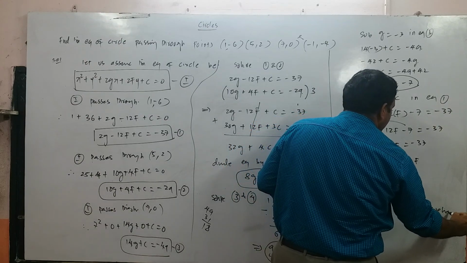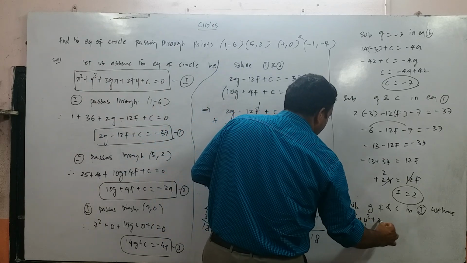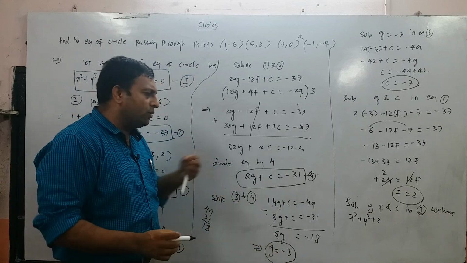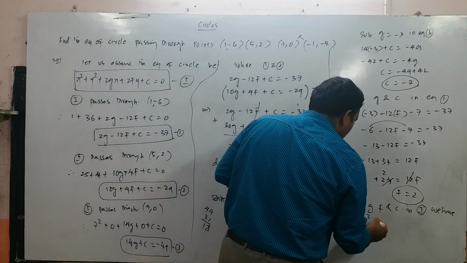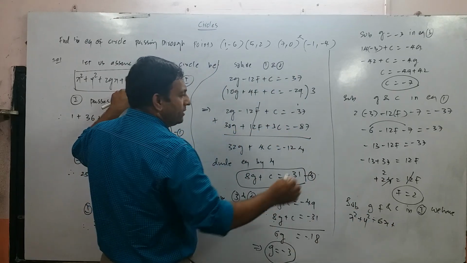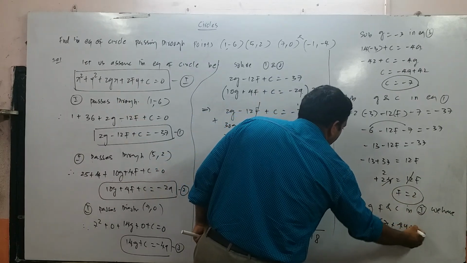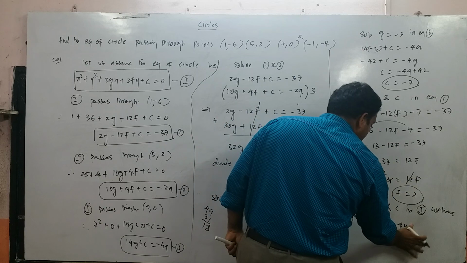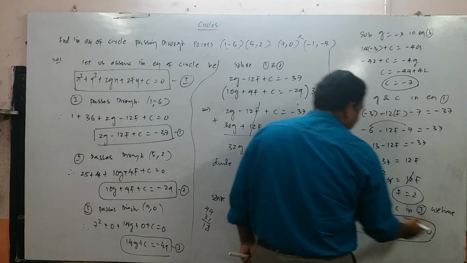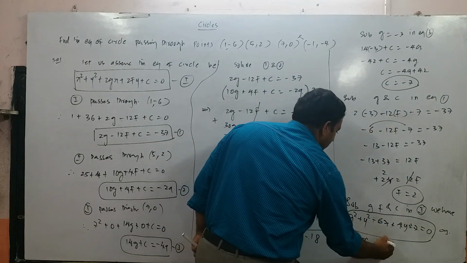We have what? X square plus Y square plus 2gx. What is G value, my dear children? Minus 3. So 2 into minus 3 will be minus 6x plus 2fy. What is f value? 2. So 2 into 2 is 4, so you have 4y plus c. What is c value? C value is minus 7. So minus 7 is equal to 0. So substituting G, F and C, you have the equation of circle.